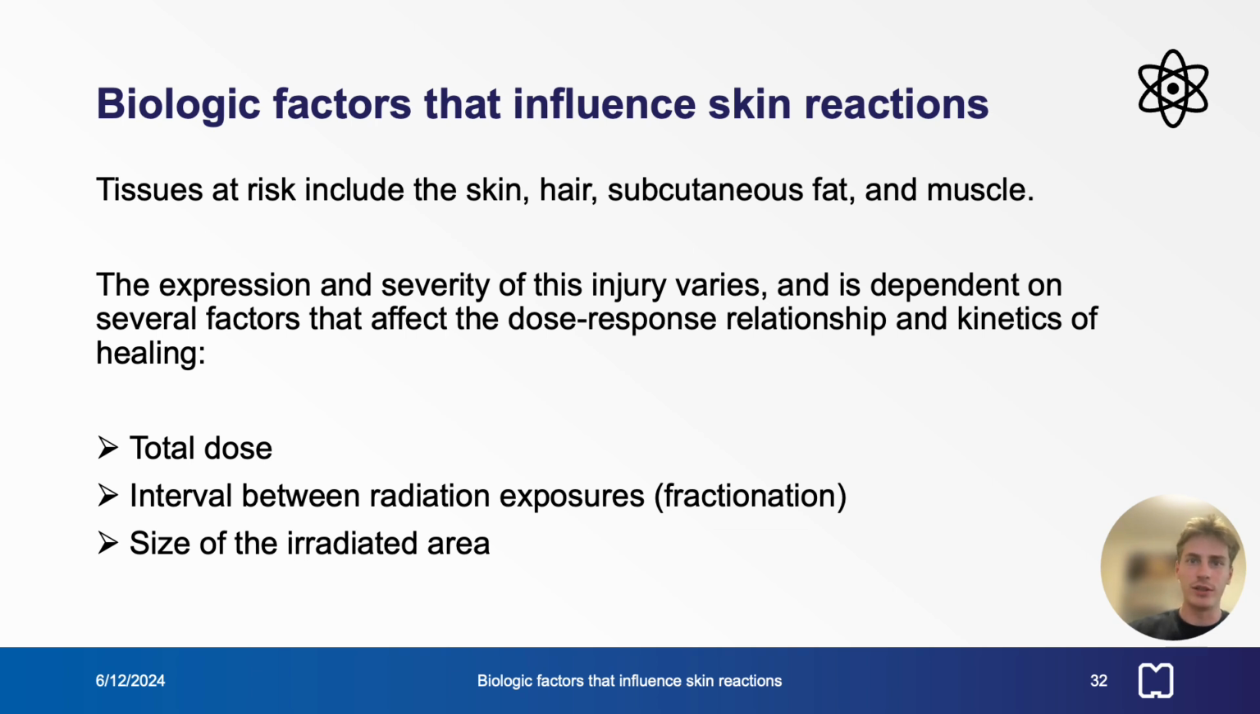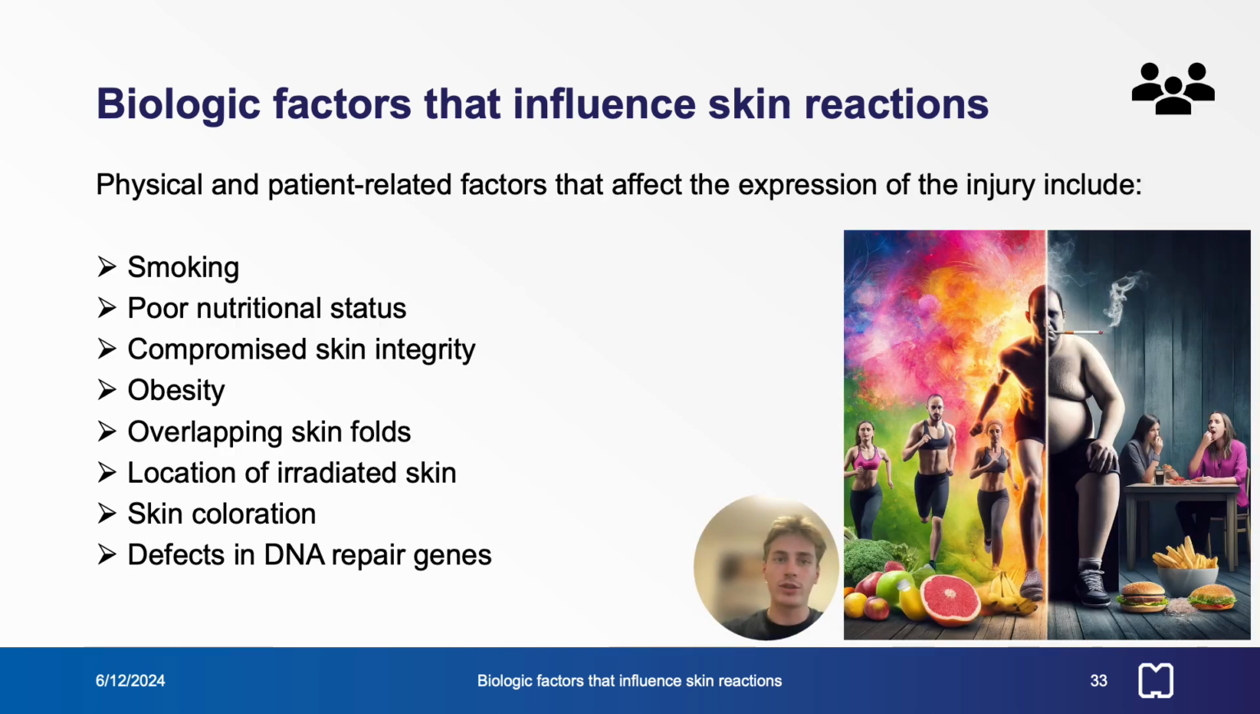Tissues at risk in these procedures include the skin, hair, subcutaneous fat, and muscle. The expression and severity of this injury varies and is dependent on several factors that affect the dose-response relationship and kinetics of healing. These include the total dose, fractionation, and in some cases, the size of the irradiated area. There are also many physical and patient-related factors that can affect the expression of injury, including smoking, nutritional status, compromised skin integrity, obesity, overlapping skin folds, the location of the irradiated skin, its coloration, and defects in DNA repair genes.